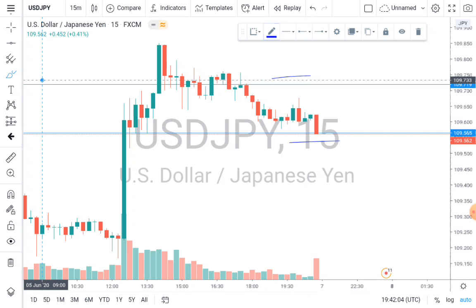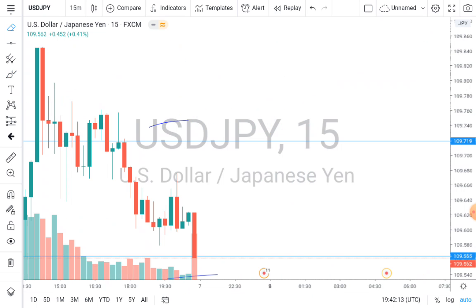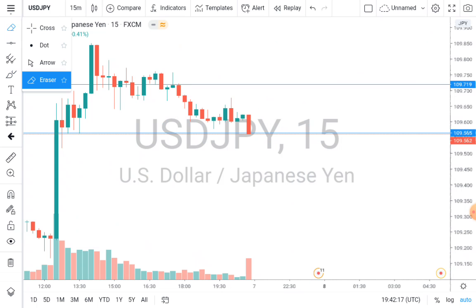Sell pair, selling pair. Okay, let me erase this. I mean, already we can tell what the market will do when it opens; we'll see what's going to happen.